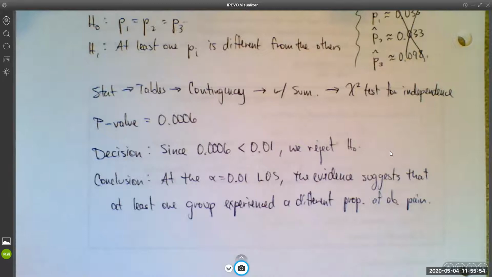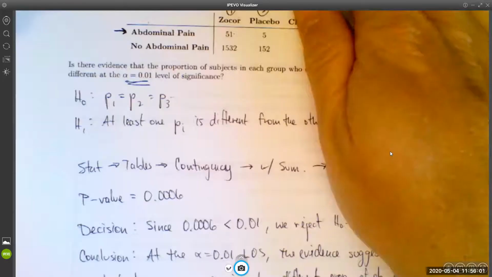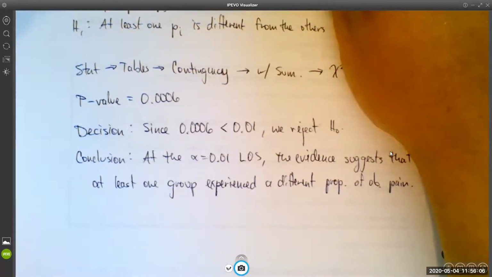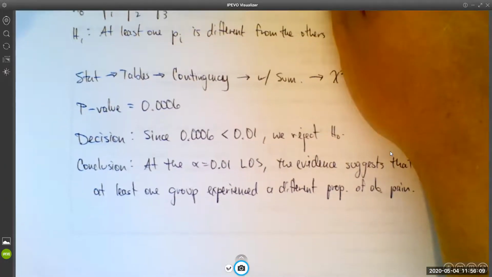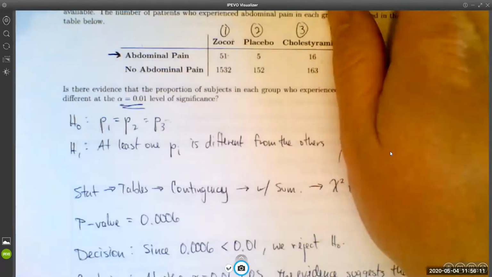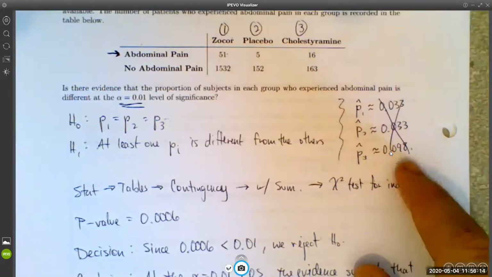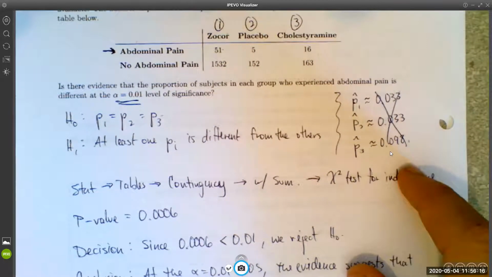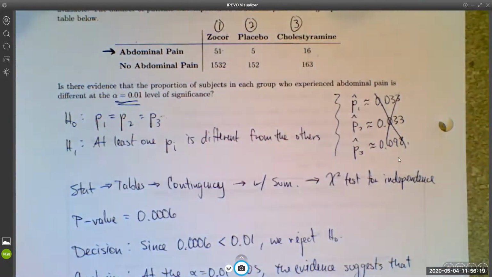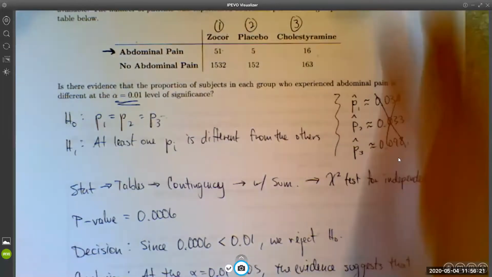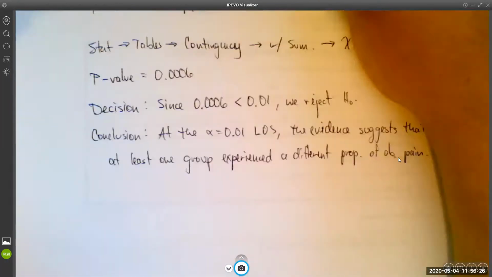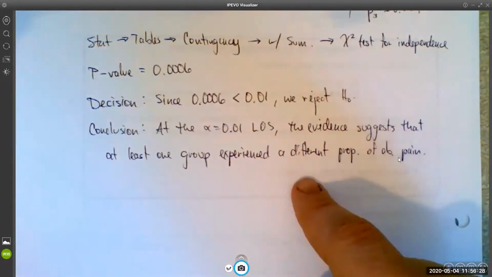This is the kind of question that on a test or a quiz, I would be very likely to ask you some follow-up questions, right? Because if you don't look at these sample proportions and you just run the test, then all you're able to conclude at the end of the day is that at least one of the proportions is different from the others. But if you do look at the sample proportions, you can say which one is different. You can say, pretty clearly the cholesterol is the one that's different. And the reason that that's important is because if you don't look at the sample proportions, then you don't actually know if this is good news or bad news for Zocor.